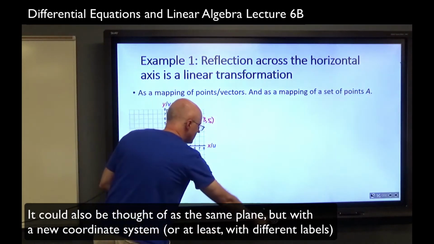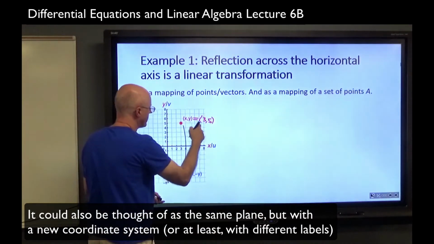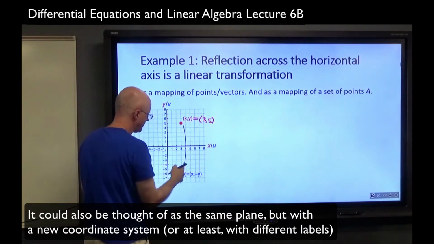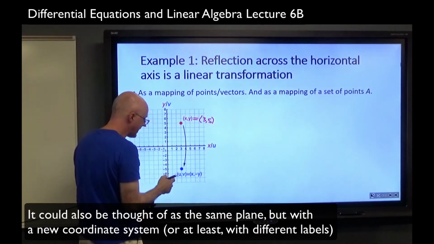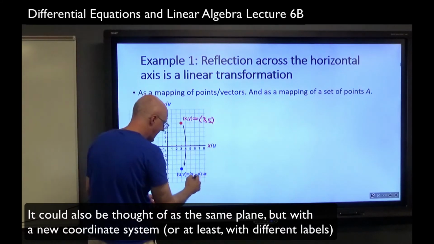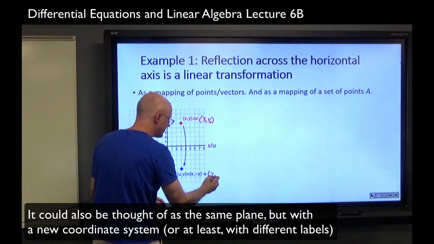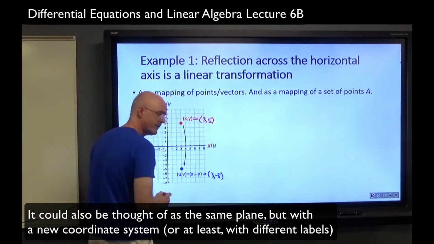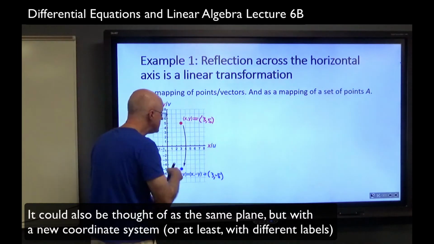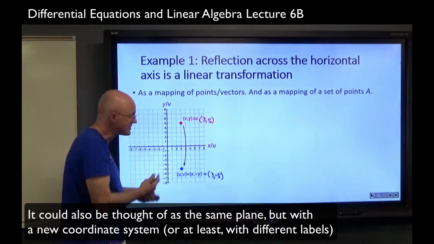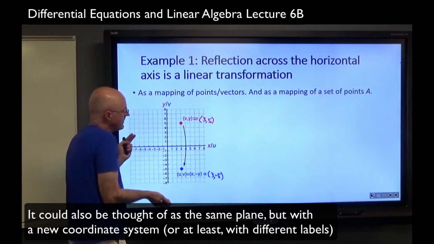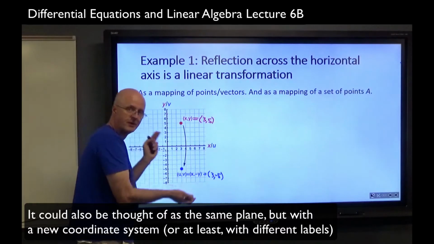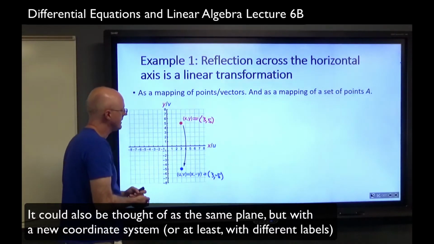And if this point has xy coordinates 3, 5, and I reflect it across the horizontal axis, the rectangular coordinates of this point are 3, negative 5. x, negative y. 3, negative 5. Those are the uv coordinates, which are still the same kind of coordinate system. It's still rectangular coordinates, but just different labels, u and v instead of x and y.